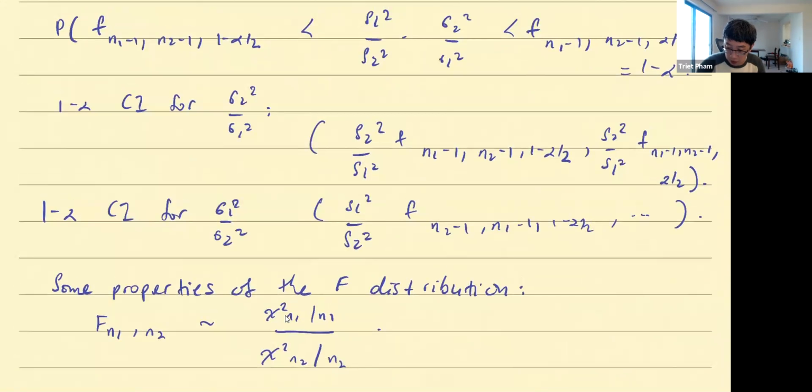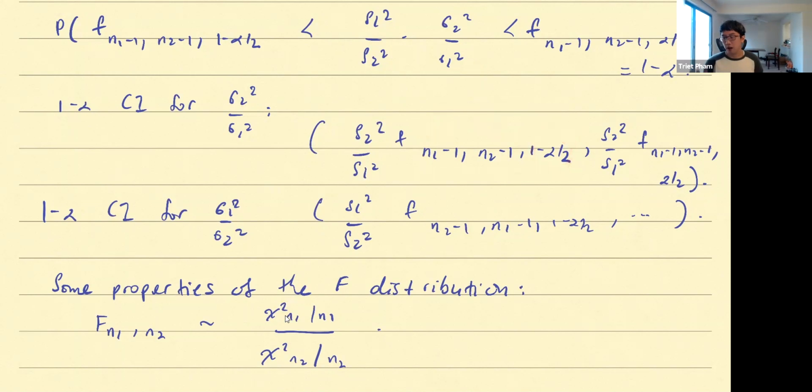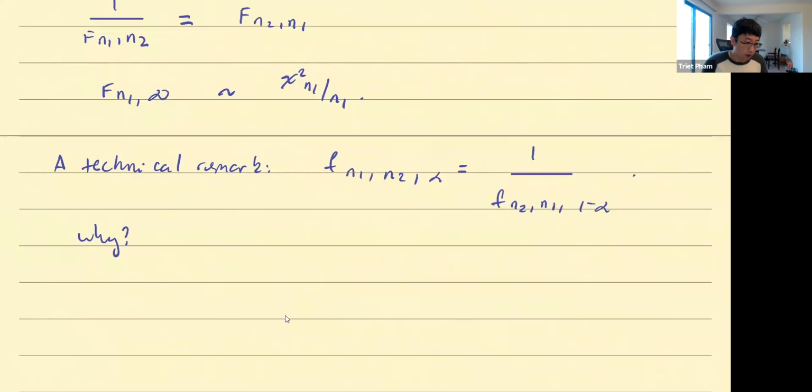What happens is, if you read the book, somewhere here they would use 1 over, and then they flip this. And then they change this to alpha over 2. Honestly, I don't know why they do that, but that's what they do. But I think this presentation is fine. If you read the book, you see that one of these will get flipped to 1 over f something and the degrees of freedom flip. So do you see why this result is true?